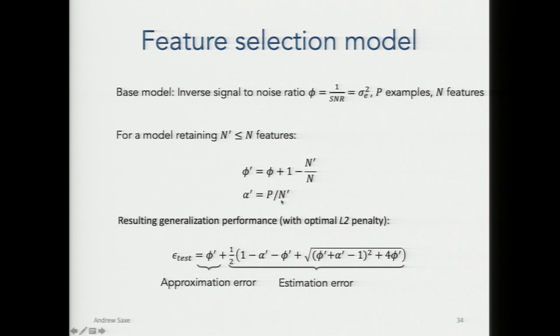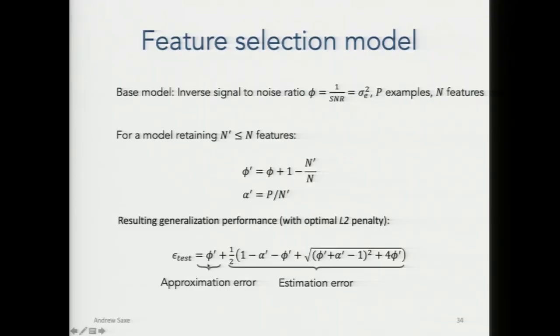Okay, so we can just make this change, substitute that back into our original expressions for the generalization error that we had, and arrive at expressions like this. So this is for linear regression. We're able to explicitly write the test error as a sum of these two components. You can see the first term is the approximation error, and the second term is the estimation error.